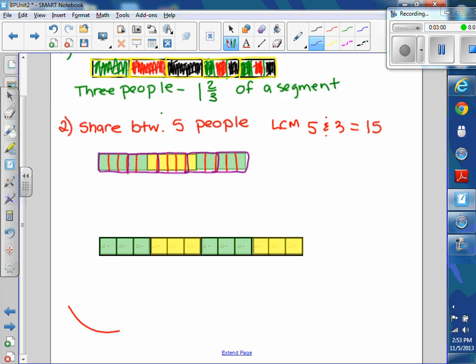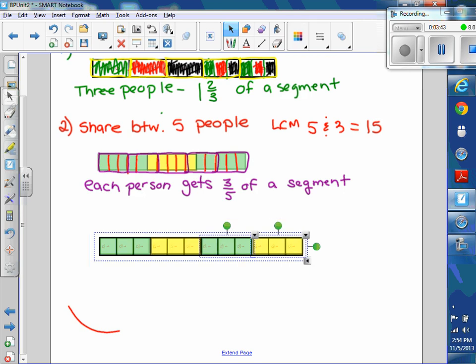So everybody gets 3? So everybody gets 3 what? 15s. No, because the segment is like the green chunk. Yes. So each person gets 3/5 of a segment. You get that? Okay. So not 3/15 of the whole worm. Better? I want to show you something, you guys.